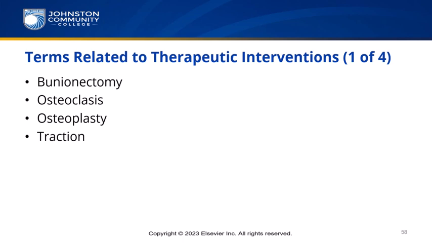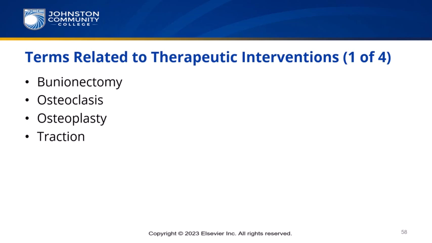Now let's review some terms related to therapeutic interventions. So removal of a bunion is a bunionectomy. Remember, ectomy is our suffix for surgical removal. Osteoclasis is the refracturing of a bone. Osteo means bone, clasis, intentional breaking. This may be necessary if a malunion has occurred.